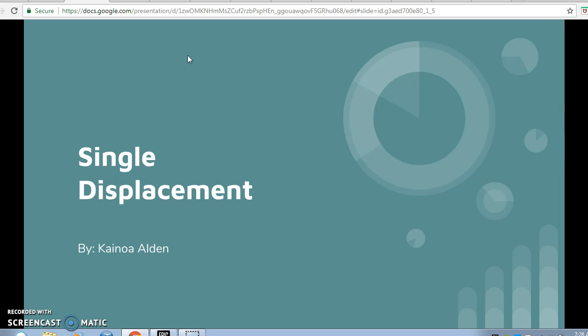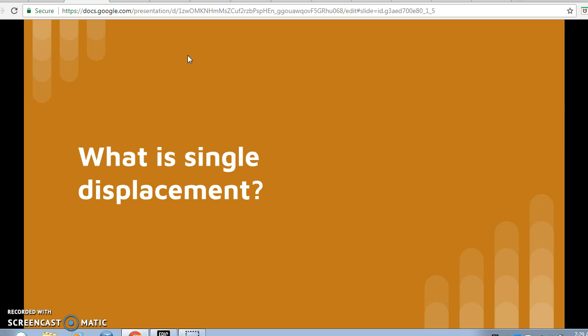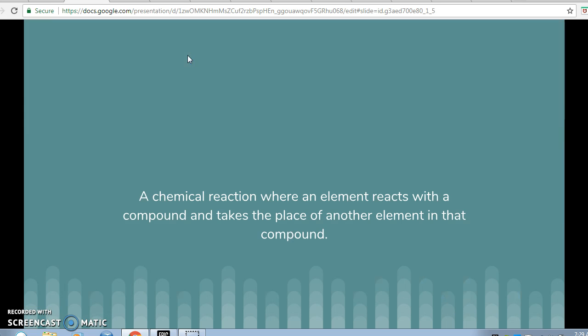I'll be talking about single displacement or single replacement. So, what exactly is single displacement or replacement? It is a chemical reaction where an element reacts with a compound and takes the place of another element in that compound. Usually when one element is more attractive than the other in the compound, so it'll switch places. So the more attractive element is in that compound instead of the other one.